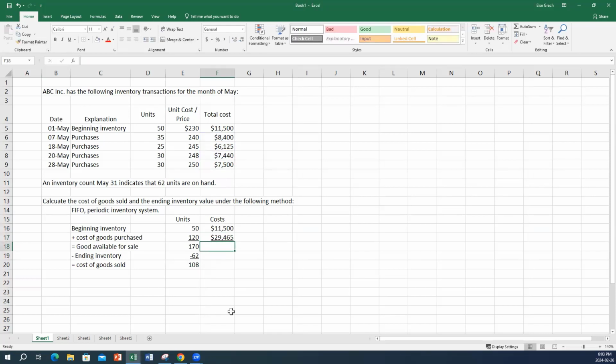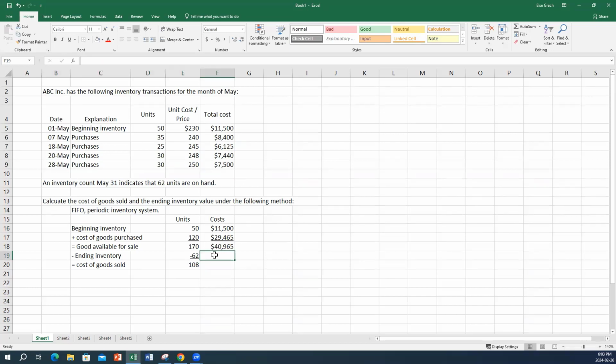If we add those two things together, it's equal to the goods available for sale. What we don't know is the value of the ending inventory or the value of the cost of goods sold. In order to figure that out, we have to use the FIFO method. Recall that FIFO stands for first in, first out. That means that the oldest inventory is the first to go out to the customer. And the most recent purchases are the ones that are still sitting on our shelf at the end of May.